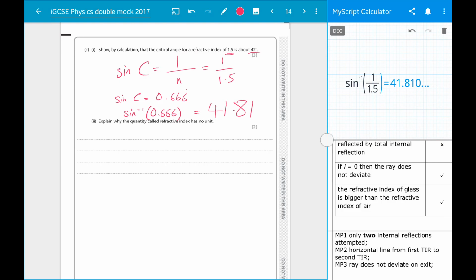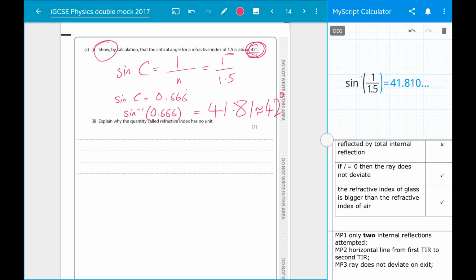41.81, so on and so on degrees, which is close to 42. So whenever you have a "show that" question, you're not allowed to use the answer they give you. You have to get to that answer. You can't use the 42 to get your answer. You need to show that the answer is never going to be exactly whatever they tell you to show. It's always going to be around about whatever you've got to get to.